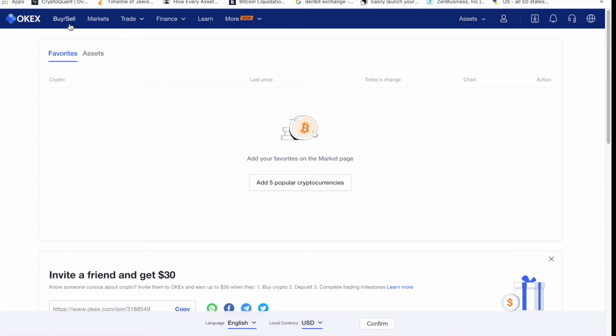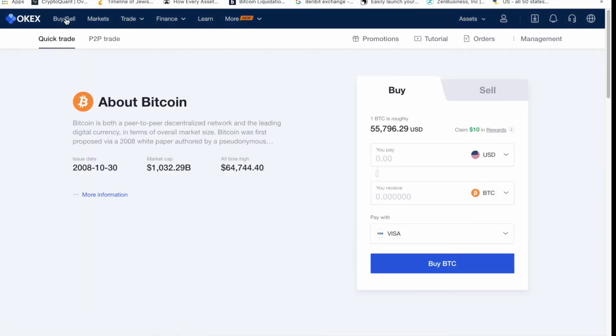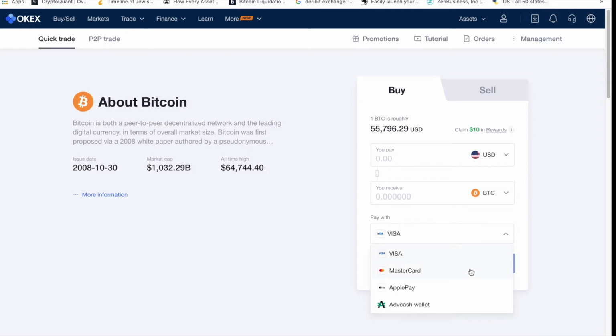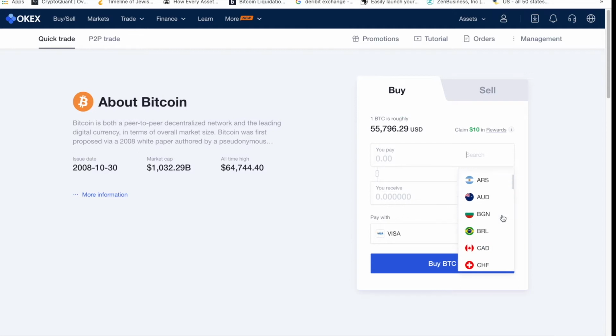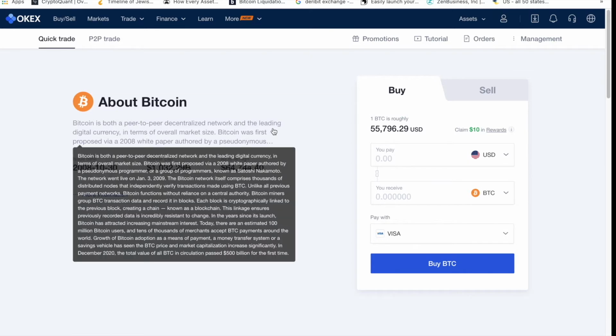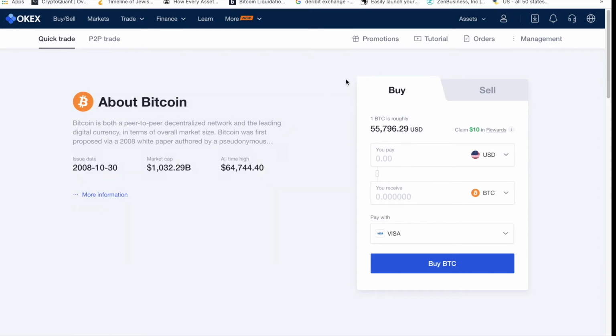If you're looking to buy cryptocurrency, you're going to go to the left side of your window, and then you have the option to quick trade or P2P trade. You can obviously also use fiat currency. You can use your credit card, and here you can see credit card, MasterCard, Apple Pay, a cash wallet, for example, and you can literally pay in multiple fiat currencies, and then you can buy almost any cryptocurrency that you want. So this is option number one. If you are new to cryptocurrency and you want to buy cryptocurrency, this is a very nice interface.